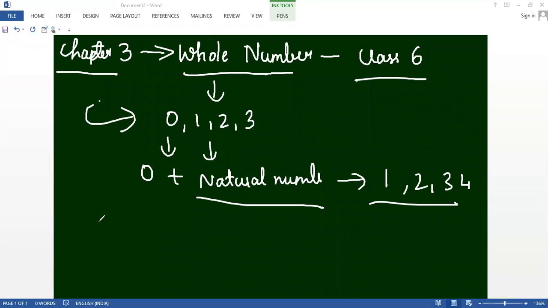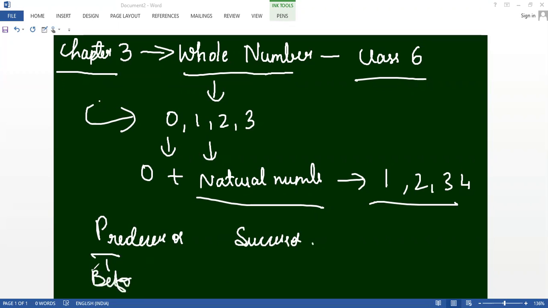And here there are two concepts, the predecessor and the successor. Pre is nothing but before, and successor is nothing but after. This is before and this is after. Adding one gives the successor, the next number, and this is the previous number, the one before that number.